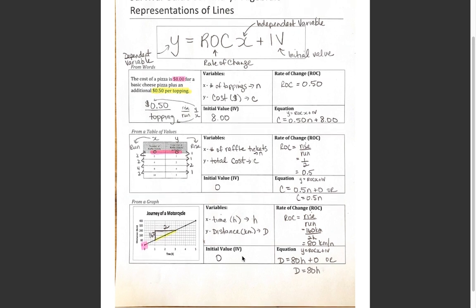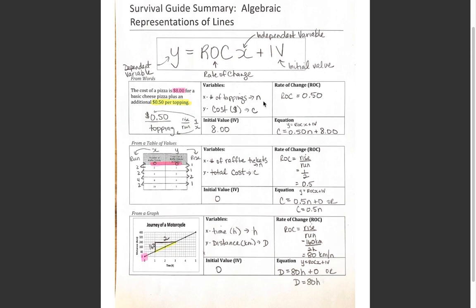Anytime we want to find a rate of change, an algebraic relationship to model a line, if we can figure out what the dependent variable is, the rate of change, the independent variable, and the initial value is, we can always come up with our algebraic model for the equation.